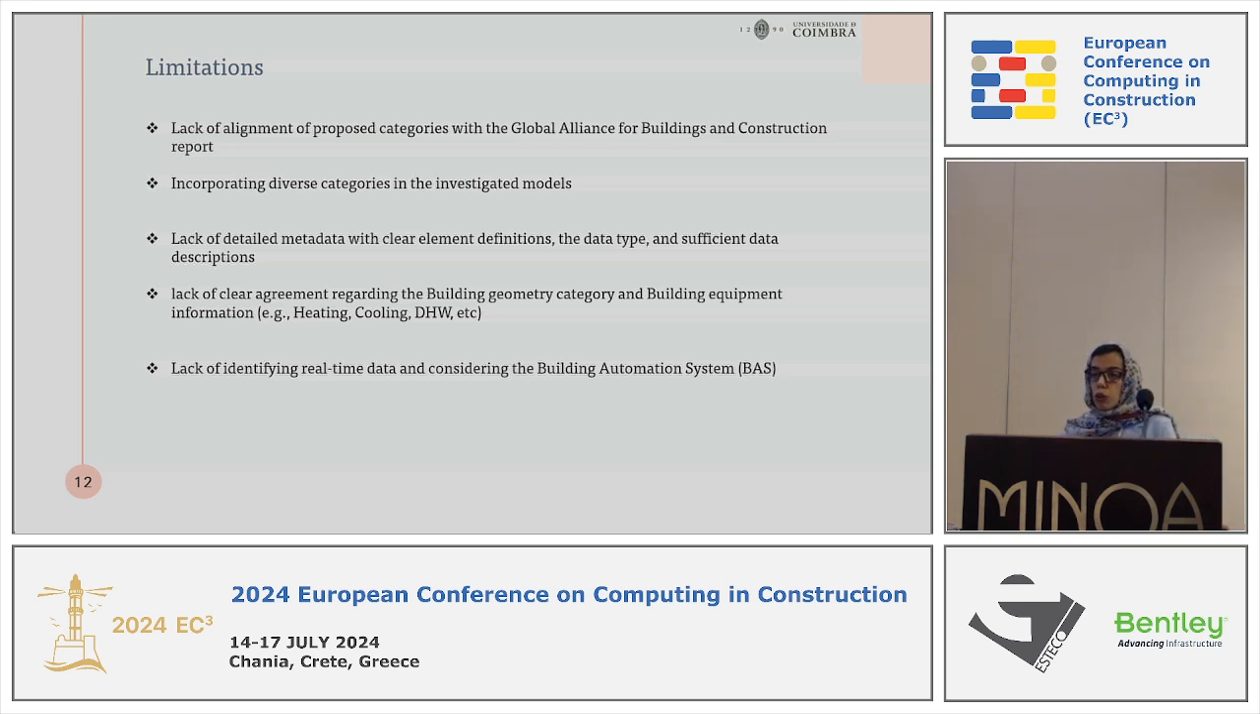the current projects provided diverse categories and elements. And also there is no detailed metadata and clear definition about data type and data description. And also there is no clear agreement regarding the building geometry, building unit and the buildings, and also building equipment information, for example, heating and cooling system. And also we have found that real-time and sensor data and also building automation systems have not been considered in the current and existing data models.